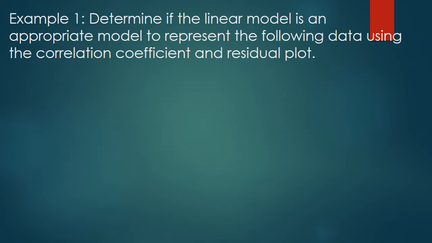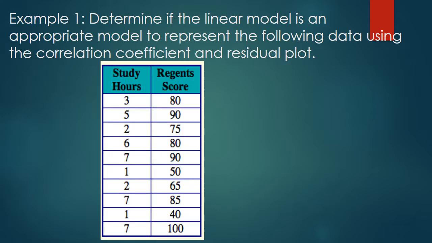Let's take a look at our first example. Determine if the linear model is an appropriate model to represent the following data using the correlation coefficient and residual plot. And we have this table of values with study hours and the regents scores. We used that example last time when we talked about scatter plots. So the first thing we need to do to determine if a linear model is an appropriate model is to make a scatter plot and find the correlation coefficient.